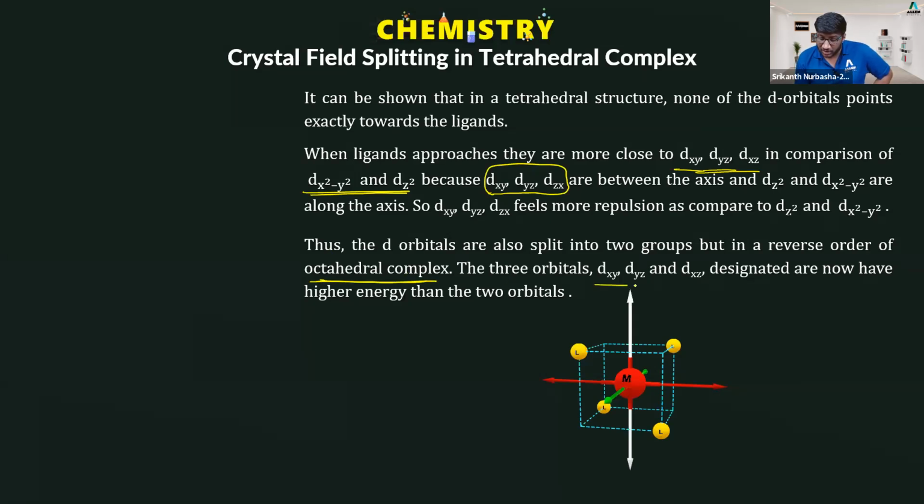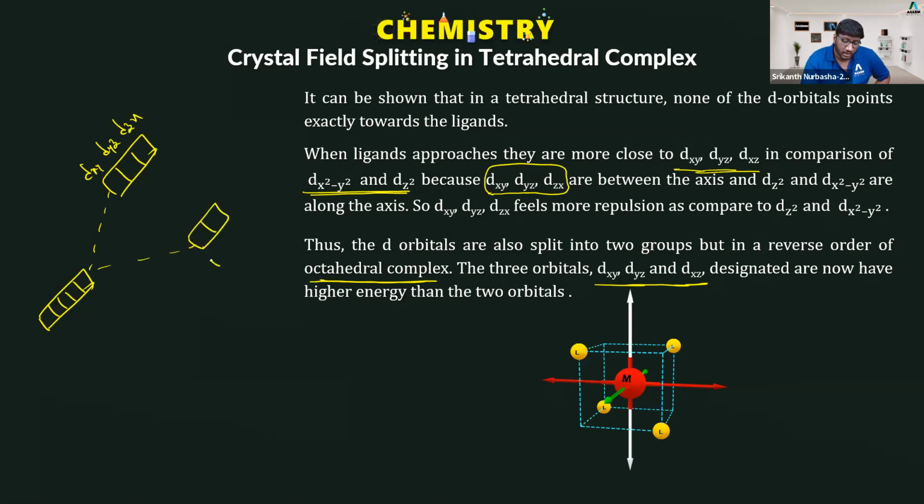Thus the d orbitals are also split into two groups, but in the reverse order of that of the octahedral complex. The three orbitals dxy, dyz, dzx now have higher energy than the two orbitals. Simple point what they are trying to say is, here now you will have dxy, dyz, dzx higher, dx2-y2, dz2 lower. This is T2 set, this is E set. Got this point or not?